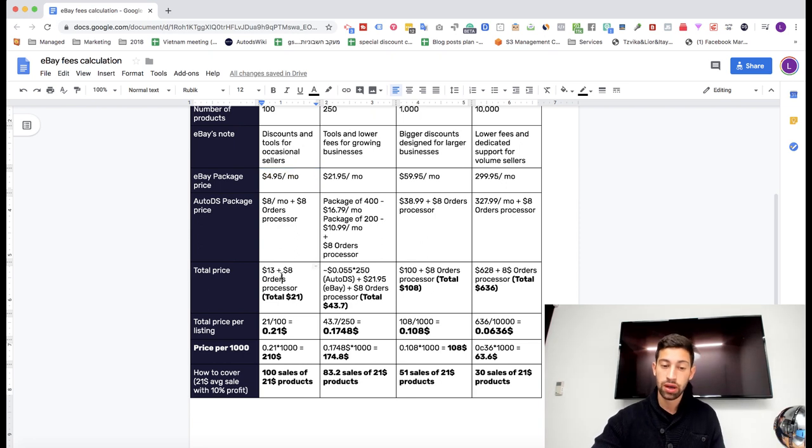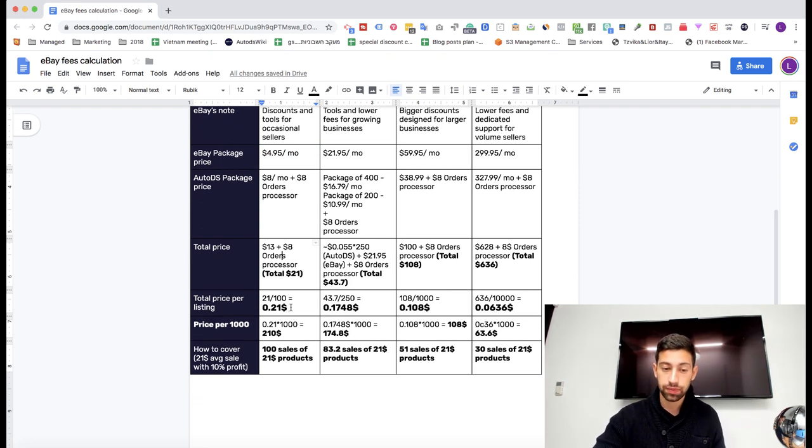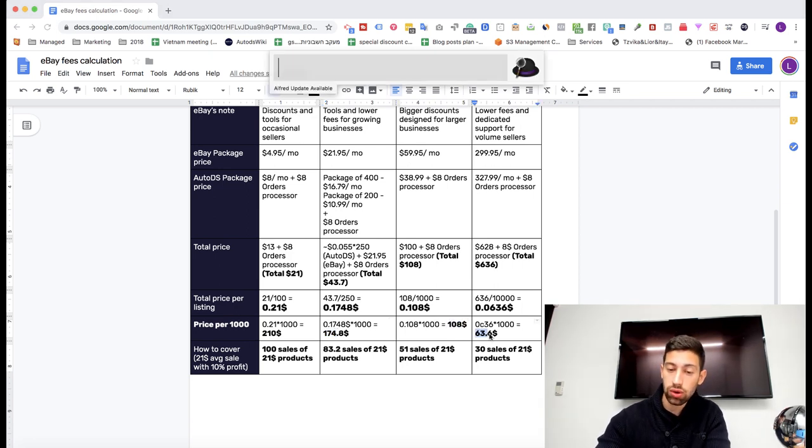So the price for 1000 listings for the first package will be $210. For the second one, $174, and then $108, and then it will be less. Let's calculate how much it is.